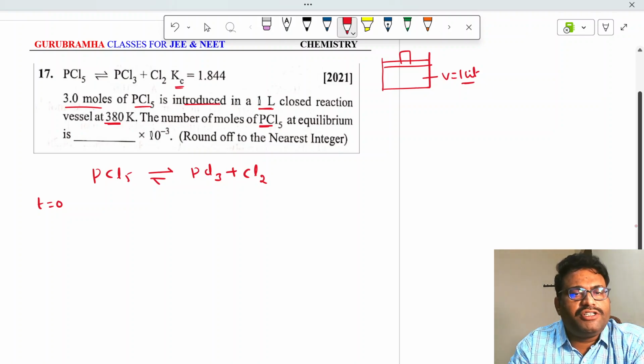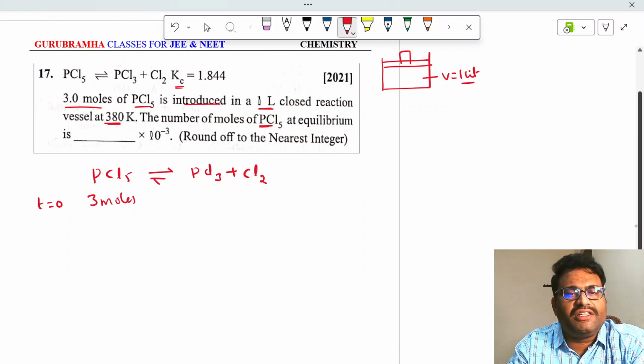Initially at time t is equal to 0, how many moles of PCl5 are taken? 3 moles of PCl5 are taken. These are introduced into a vessel so that PCl5 dissociates into PCl3 and Cl2, and as it is a closed container, again PCl3 and Cl2 combine to form PCl5. After a certain time, a chemical equilibrium establishes.